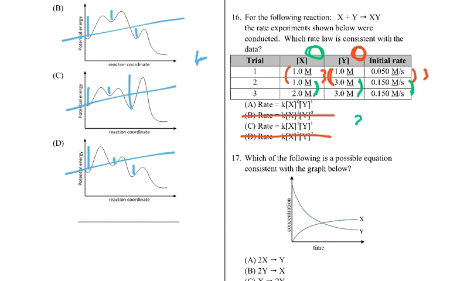So 2 to what power is going to equal 1, a rate of change of 1? So it must be 0. So the first one must be 0. So here's our answer, answer A.